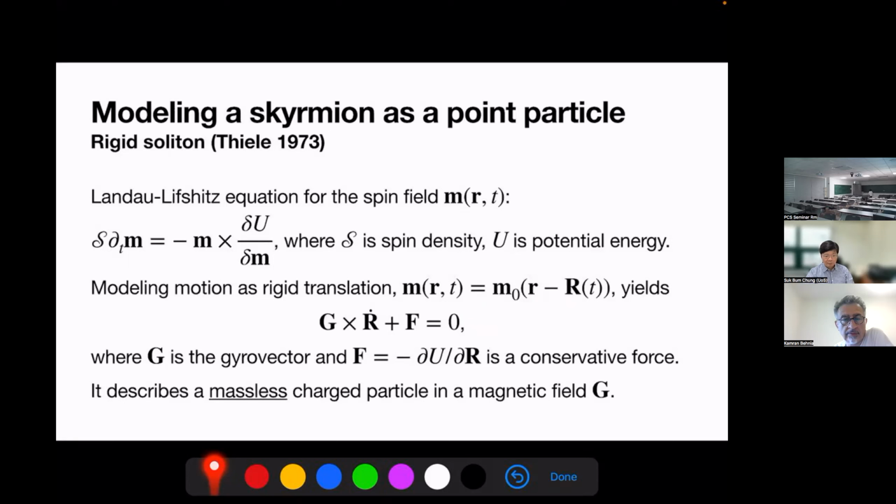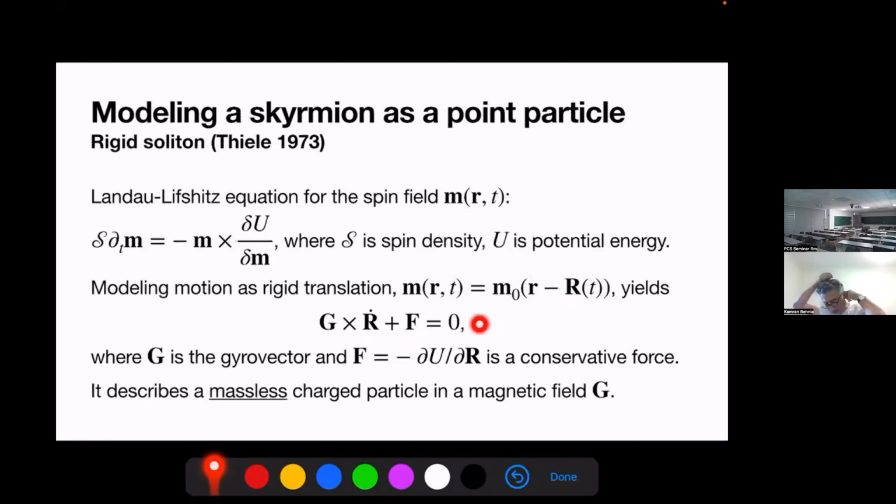And the Thiele equation gives you equilibrium between forces acting on a soliton. F is a force that comes from some potential energy of the soliton. And the first term, g cross its velocity, is a gyroscopic force, or the gyrotropic force, the analog of Lorentz force, or Magnus force, or Coriolis force in mechanics. This equation describes a massless particle with an electric charge that moves in the background magnetic field G, and G is called the gyrovector, and you can calculate it from the properties, from the shape essentially, of your soliton.